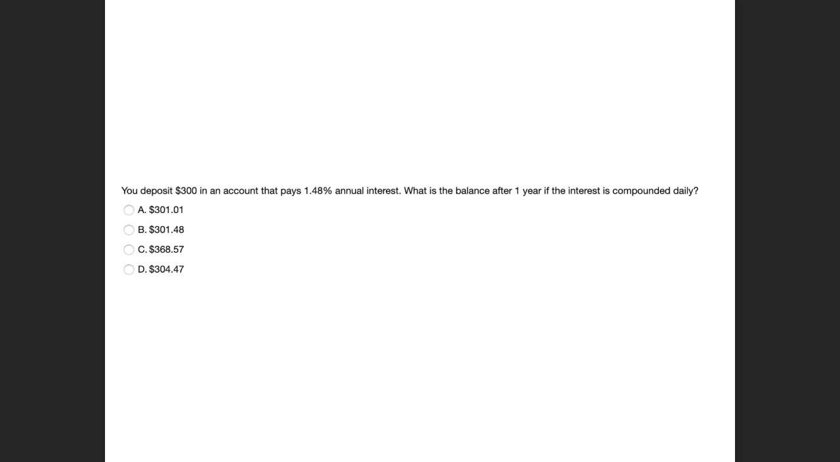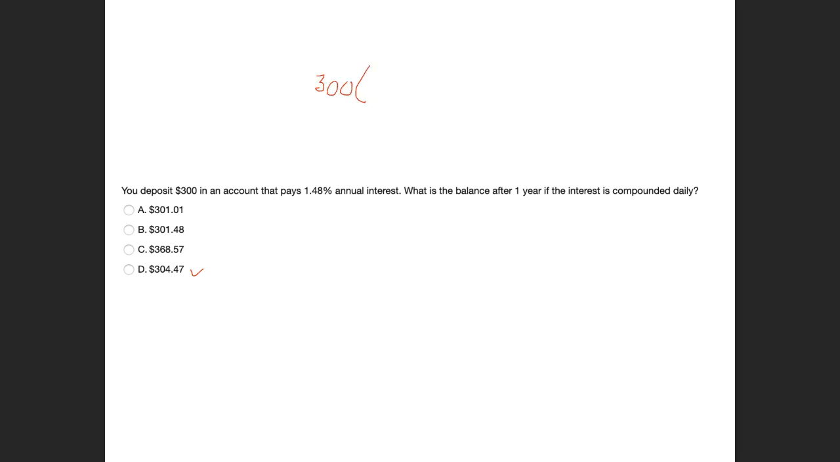All right. So in this next problem, it says you deposit $300 into an account that pays 1.48% annual interest. What is the balance after 1 year if the interest is compounded daily? Now, I always try to figure out what I think the answer is going to be. Now, 1.48% is pretty small interest. I don't think it's going to be a real lot of money, especially after just 1 year. If I had to guess, I'm just going to say D, but that's just a guess. Okay, so now I'm going to work out the problem.